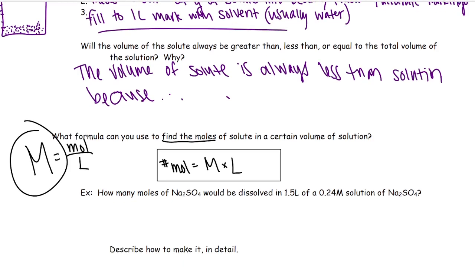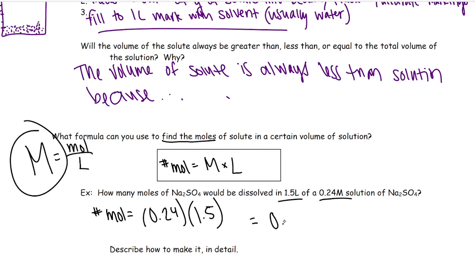And then the example says how many moles of sodium sulfate would be dissolved in 1.5 liters of a 0.24 molar solution of Na2SO4. So if I'm looking for the number of moles, that would be equal to my molarity of 0.24 times my number of liters, which is 1.5. And then when I plug in 0.24 times 1.5, what does that equal? 0.36. This equals 0.36 moles of my solute, which is Na2SO4, sodium sulfate.